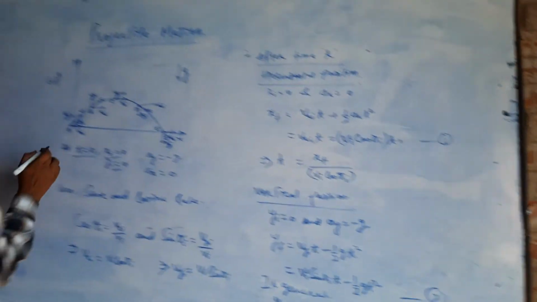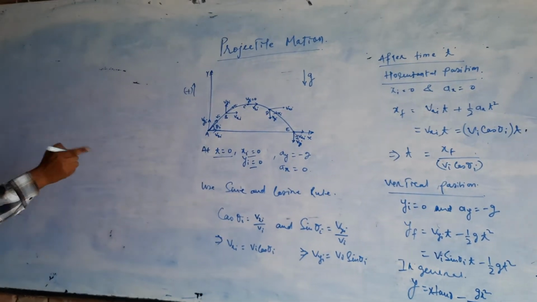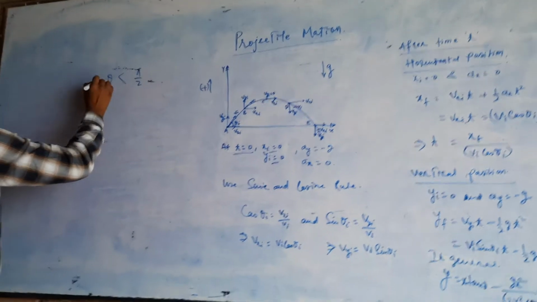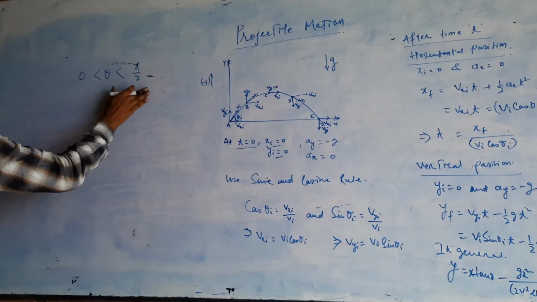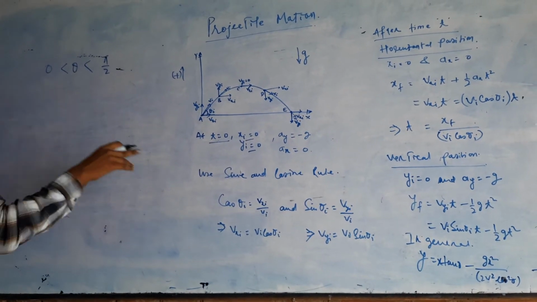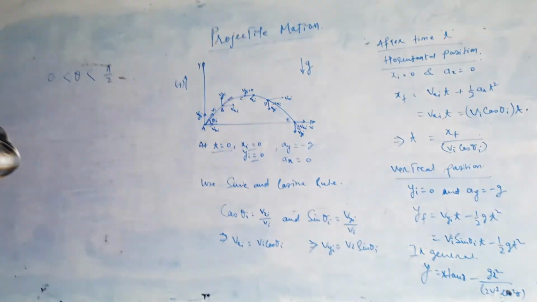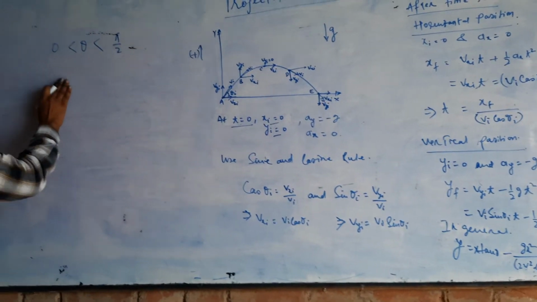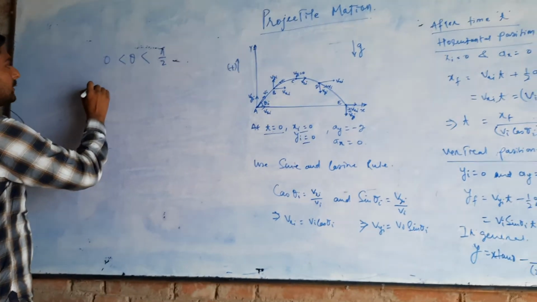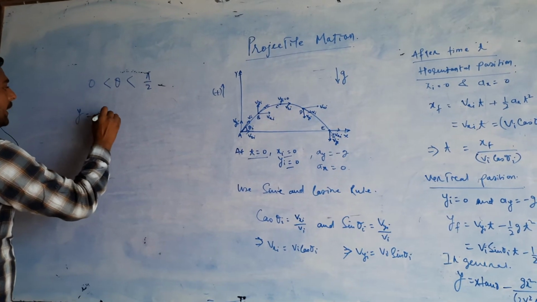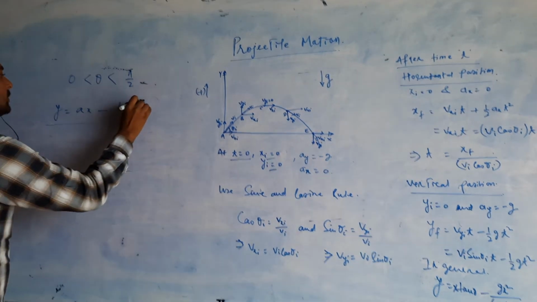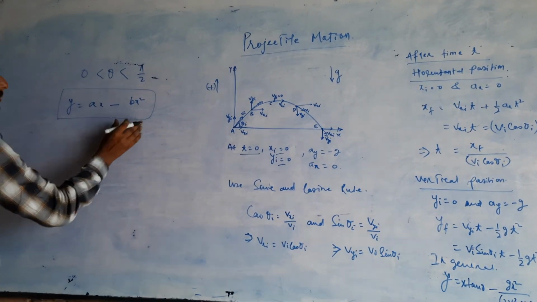Now the value of theta for which this equation is valid lies between 0 and pi by 2. For these values this equation is right. If I write this equation as y equals ax minus bx square, this equation is nothing but the equation of a parabola passing through the origin.